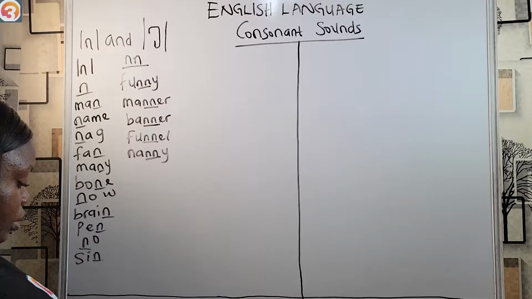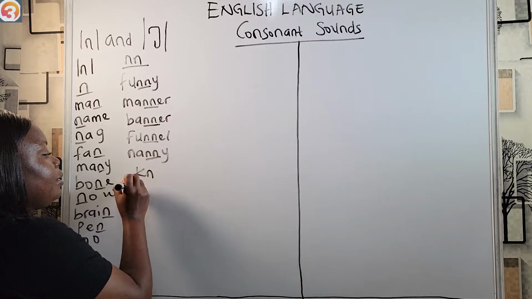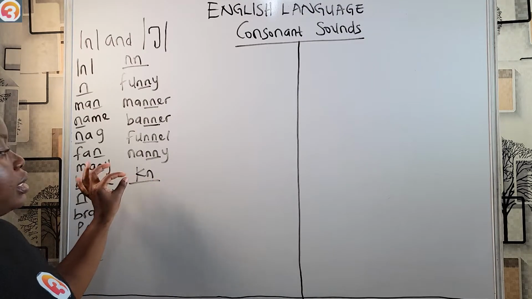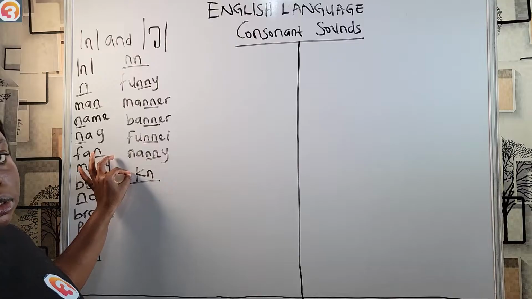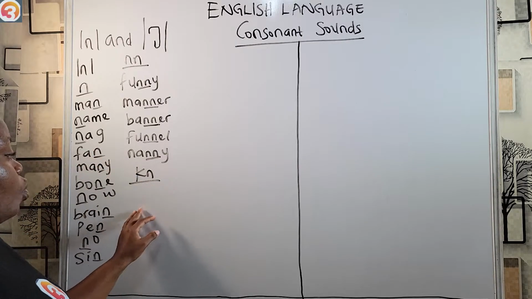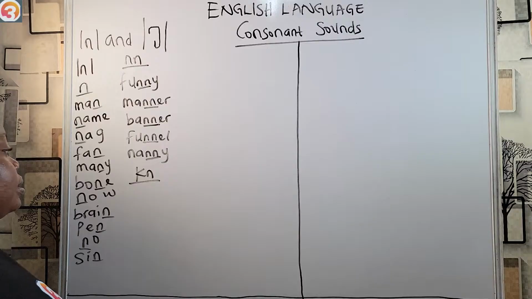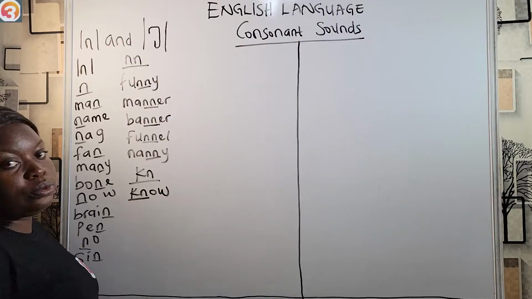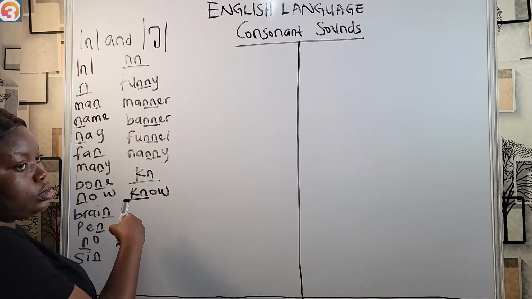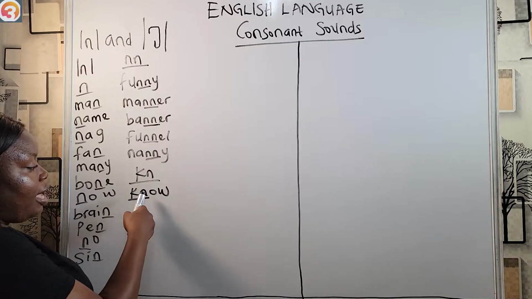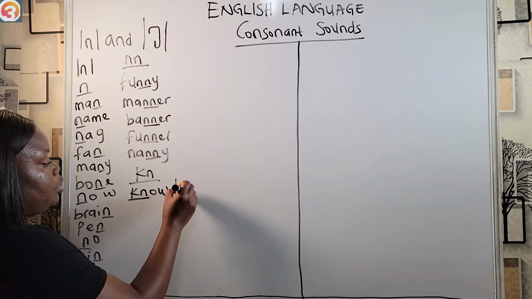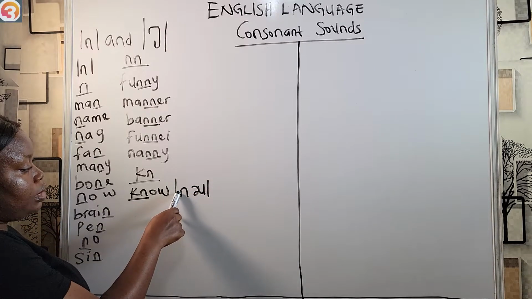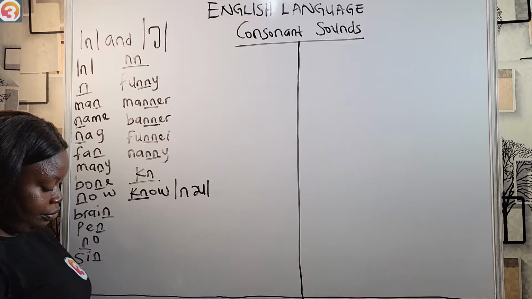The sound is also contained in words beginning with KN. Where the word begins with a K and N comes after it, the K is silent. It doesn't pronounce the K consonant in that word. Example, we have no. The K is not pronounced. So if you have to transcribe this, there's no consonant sound here before the N.